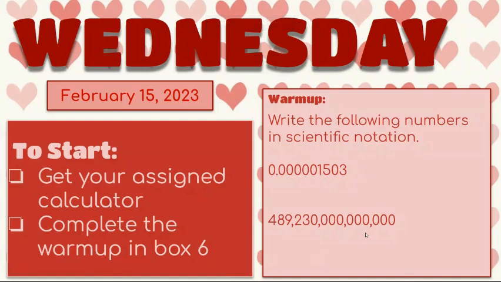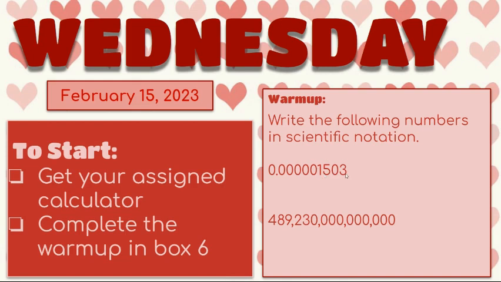Right, since most of you had lots of questions about scientific notation on your Wildcat sheet, I have two examples today for our warm-up, and we're going to write the following numbers in scientific notation. For scientific notation, you can only have one number in front of the decimal point. So I want my decimal point to be between the 1 and the 5. I'm going to move my decimal 1, 2, 3, 4, 5, 6 times.